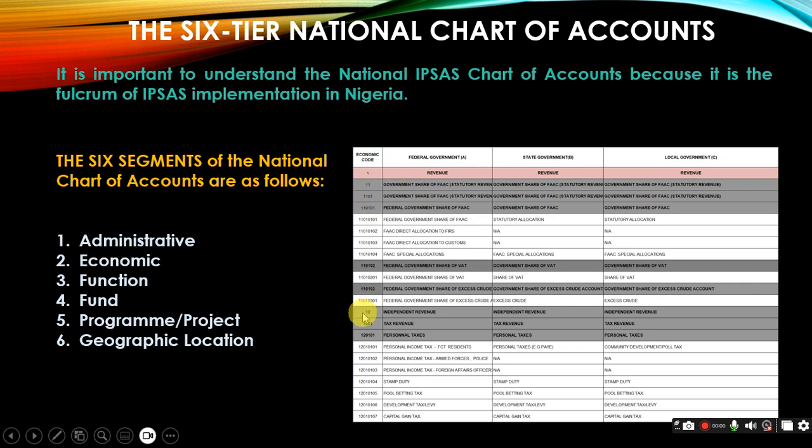You can see the codes here. The first column is for the federal government. The second column is for state government, and then the next one is for the local government. So each of the three tiers of government has entries in the National Chart of Accounts. And it's expected that each of these tiers of government must adhere strictly to the National Chart of Accounts for the goal of IPSAS to be realized, the goal of being able to compare information across public sector entities. Because if they are not using the same chart of accounts, that comparability criterion cannot be met.